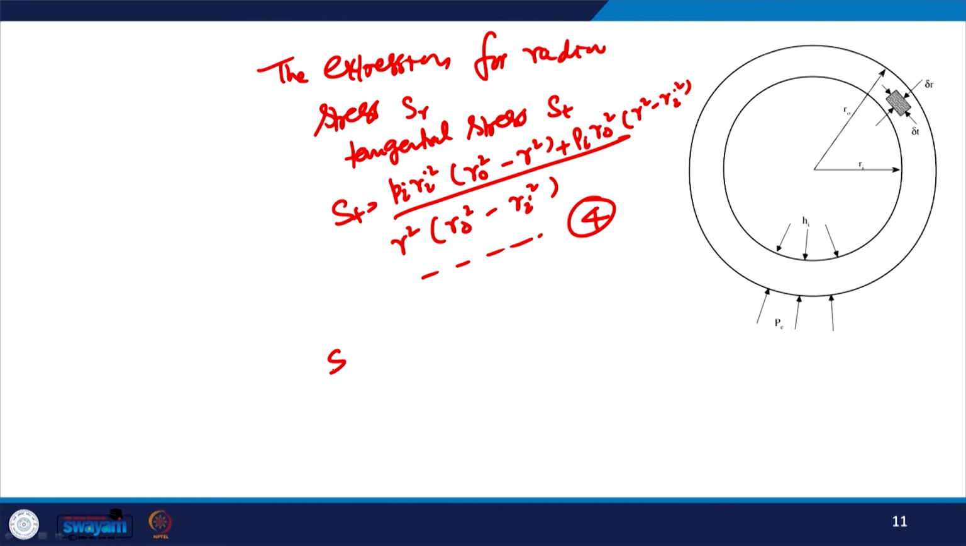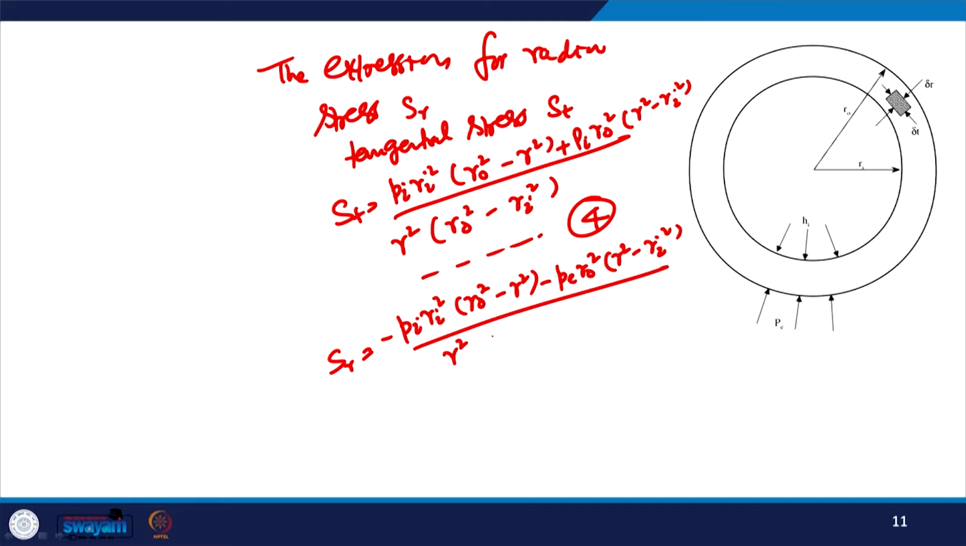And SR is equal to minus Pi Ri square, Ro square minus R square, minus Pe Ro square, R square minus Ri square, upon R square, Ro square minus Ri square, and that is equation number 5.